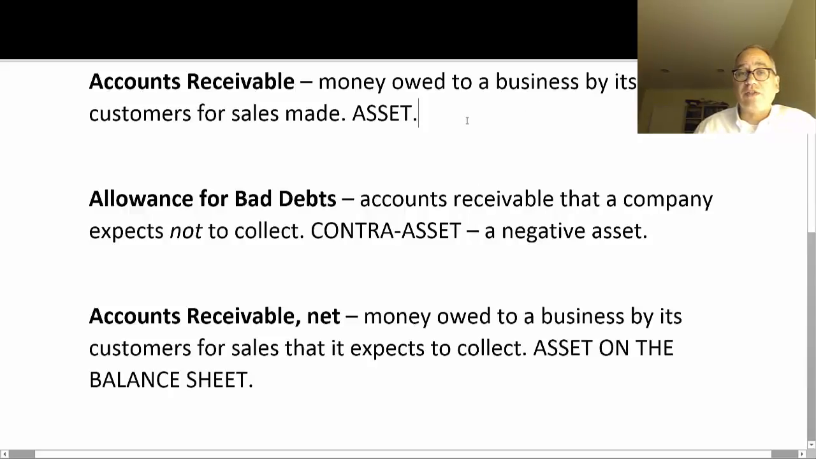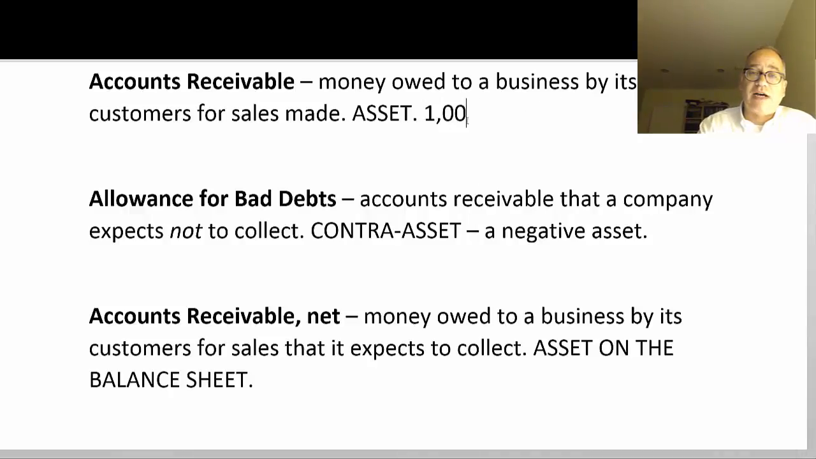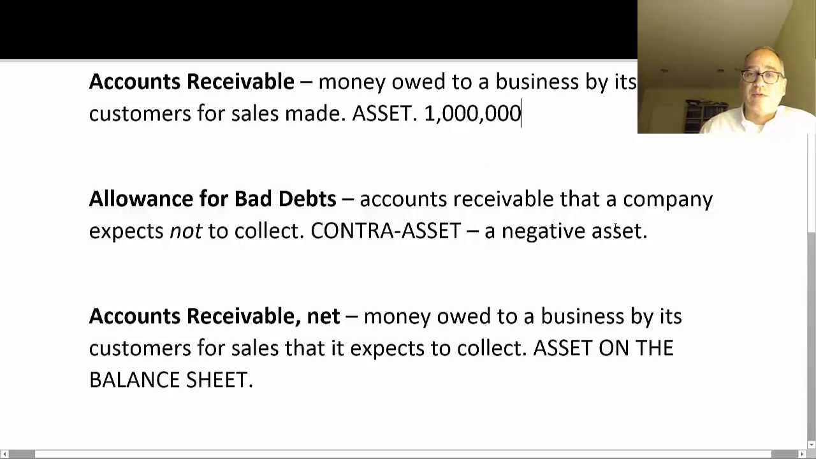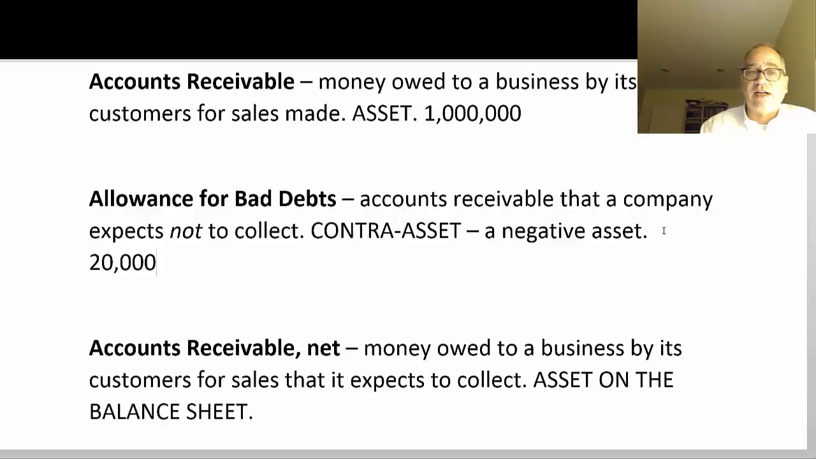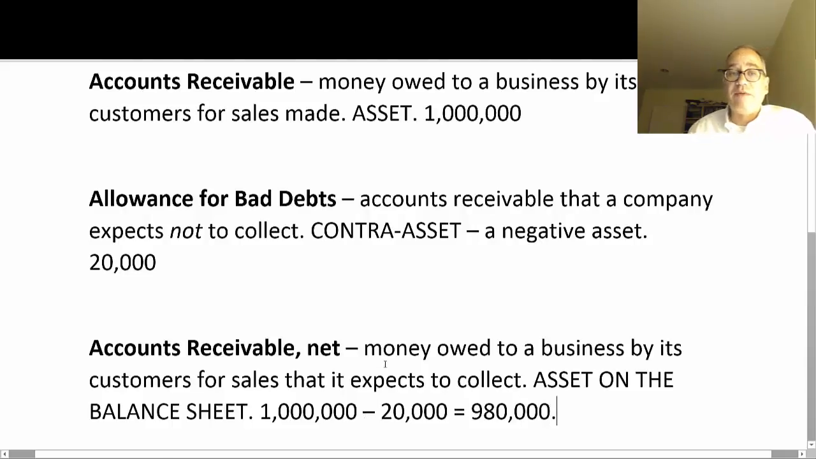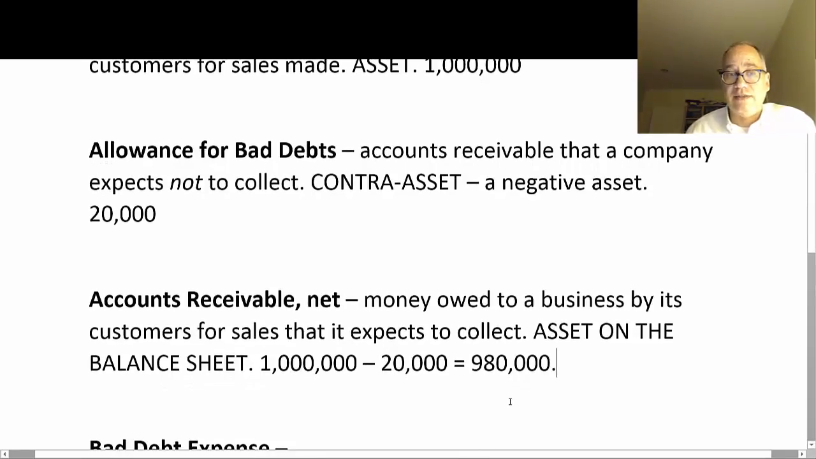So the relationship between these three numbers is, let's say you had $1 million in accounts receivable, and the company makes a determination that $20,000 of this it's not going to collect. Then accounts receivable net would be $1 million minus $20,000 equals $980,000. That would be accounts receivable net.